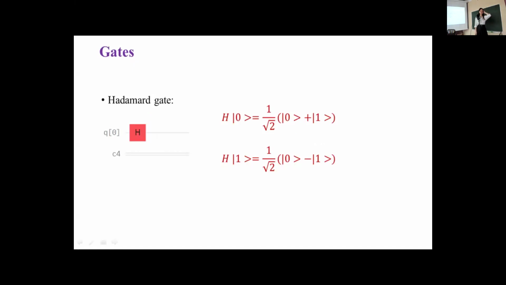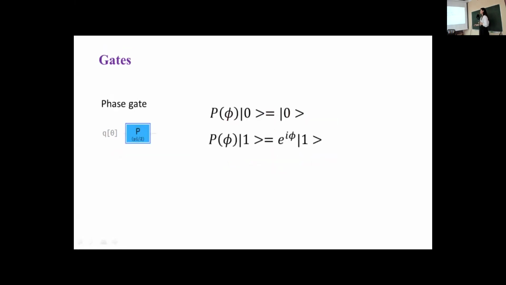A very interesting case is the Hadamard gate. After the action of the Hadamard gate on the 0 state, we have a superposition of zeros and ones. After the action of the Hadamard gate on the 1 state, we also have a superposition of 0 and 1 states, but with different signs. So we have plus here and minus here.